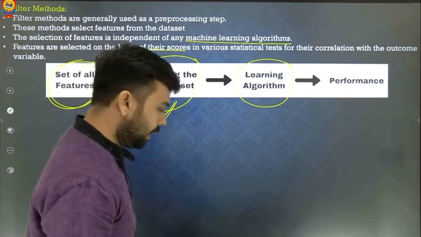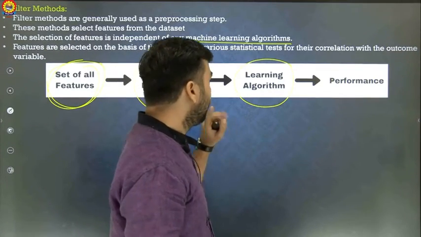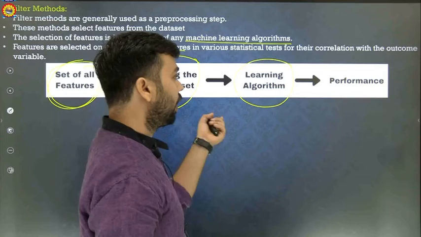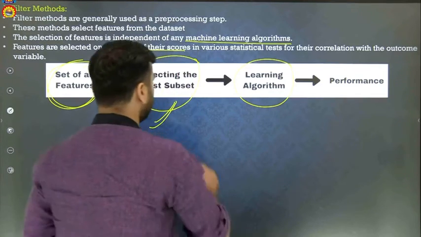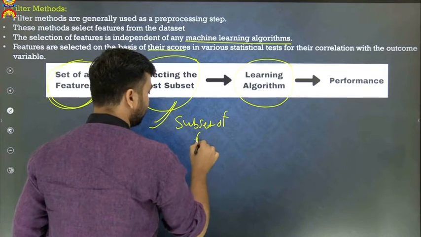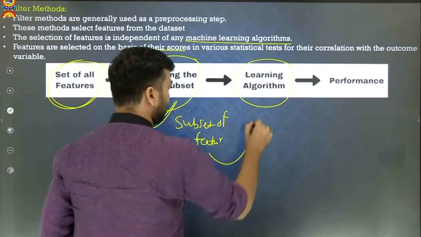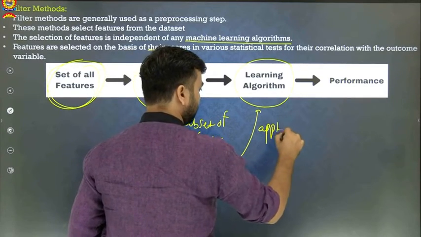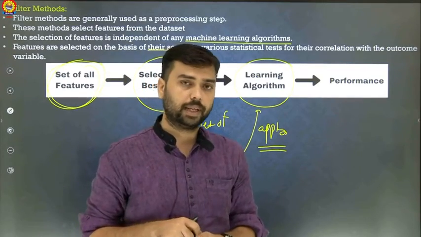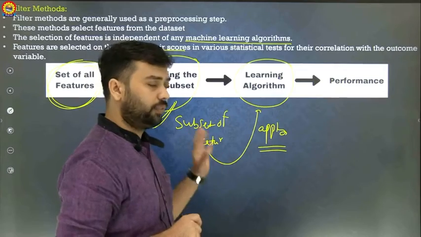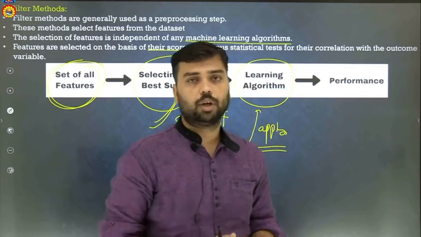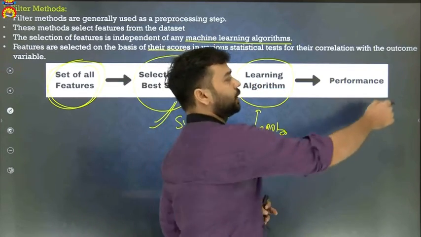So filtering is a method which selects the subset of the features. It is very important. Then the learning algorithm. When we are talking about the algorithm, that subset of features is applied on the learning algorithm. So we select the subset on the basis of the filtering, then we apply that subset of the features to the learning algorithm, and that learning algorithm produces the prediction, or generates the target value, and we measure the performance.